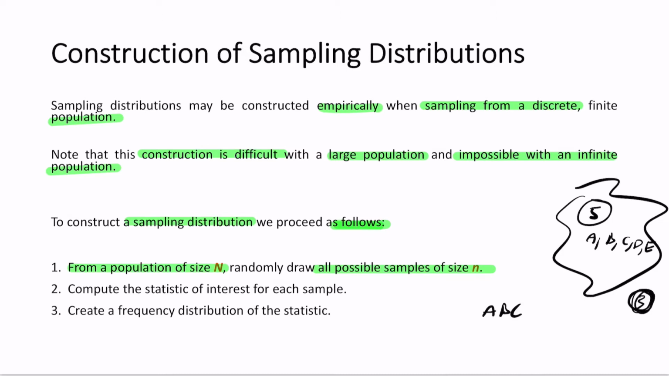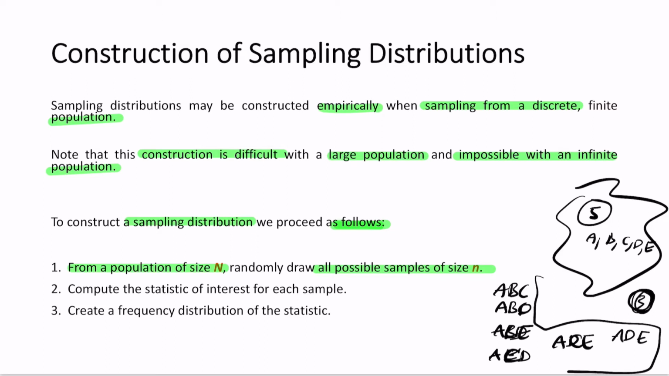You can take ABC, you can take BCD, you can take ACD, you can take ABD, ABE, and you can take ACE, you have ADE. These are all the possible ones that we can take.